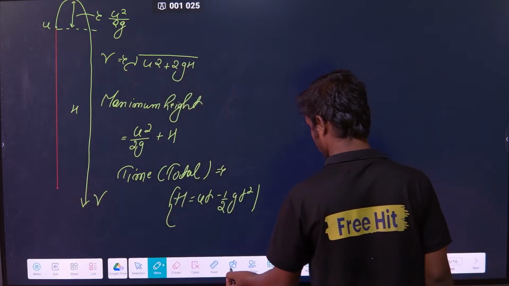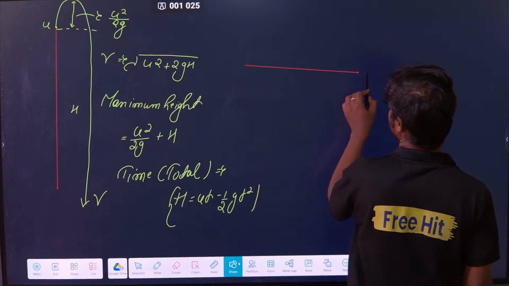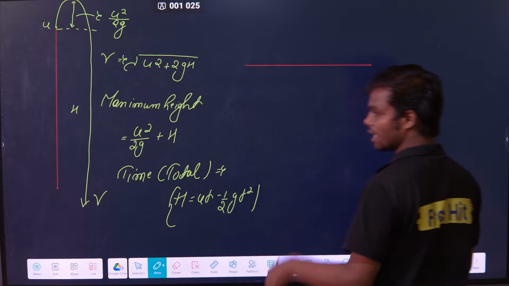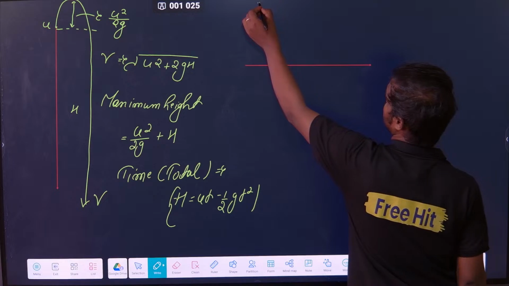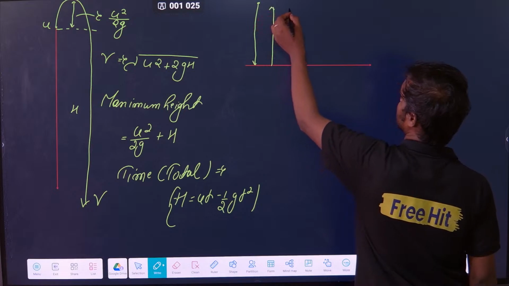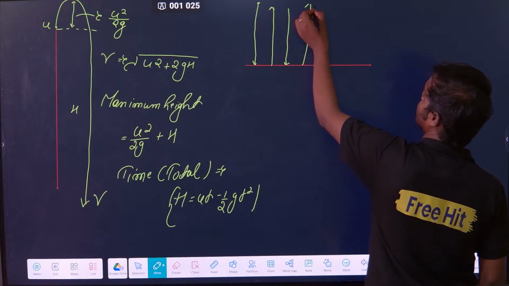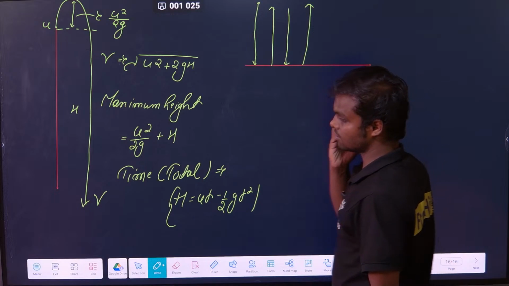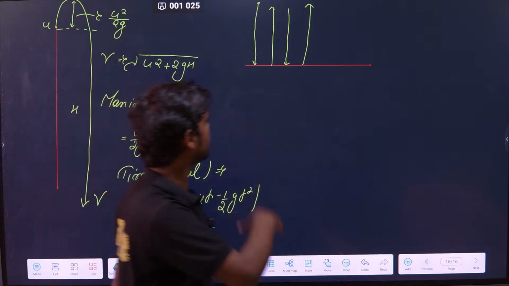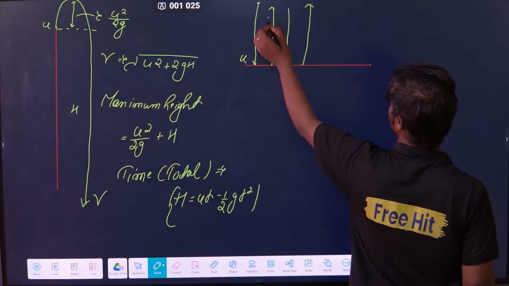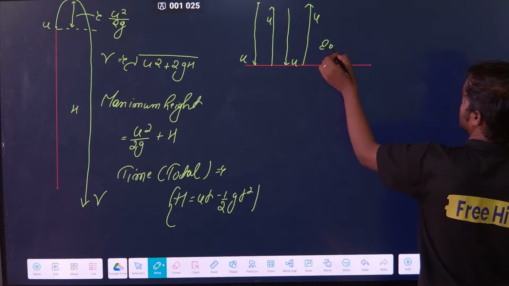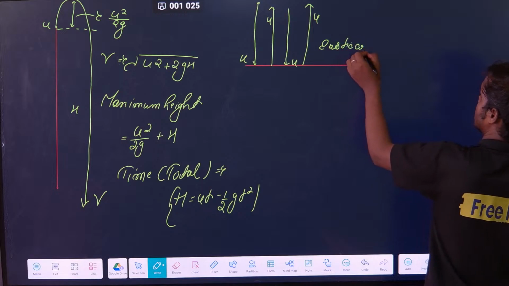Second, an extra case you can say, the bouncing case. Suppose I have thrown a ball. It comes down, then it collides, and then again goes up, then again comes down, then again goes up, like that. It means there is a collision happening. If it is coming down with velocity u, it is going up with velocity u, meaning it is an elastic collision.